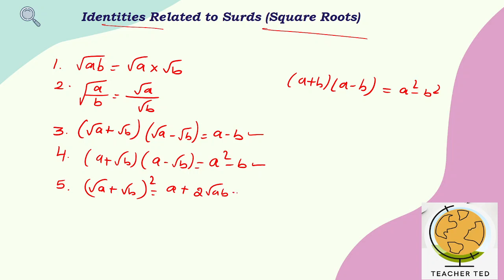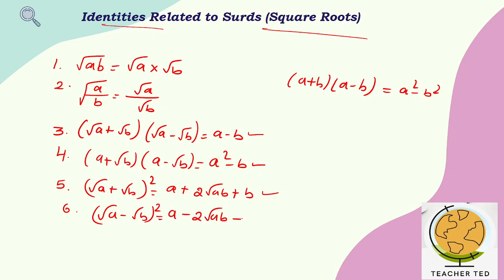Fifth identity says root A plus root B whole square is equal to A plus 2 root AB plus B. This is very similar to the A plus B whole square formula, and when you expand it, it will come like this. Similarly, root A minus root B whole square will be equal to A minus 2 root AB plus B.